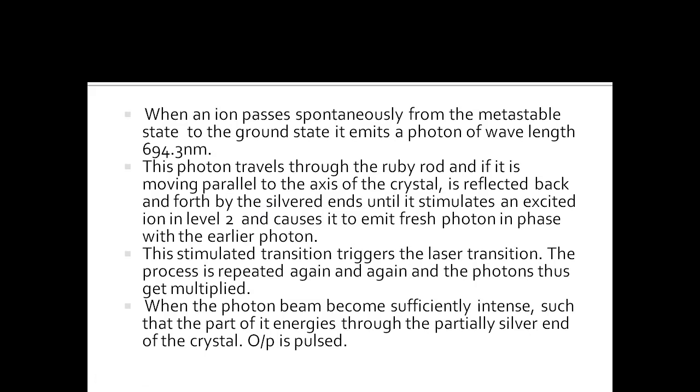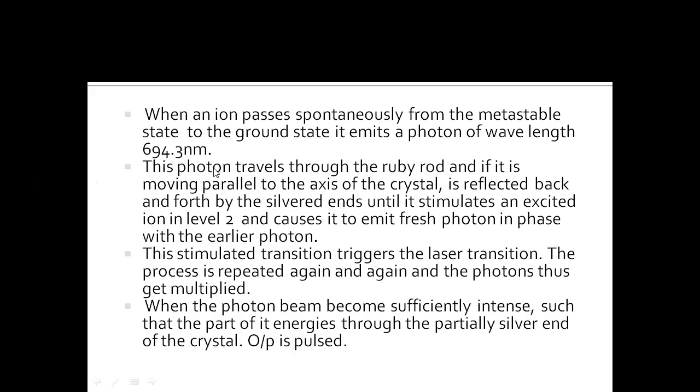When the ions from this E2 energy level pass spontaneously, one photon will be released. That photon, by colliding with the partially reflecting mirror and fully reflecting mirror, at some point will interact with the atoms present in the second energy level, causing them to emit fresh photons in phase with the earlier one, which is a stimulated emission transition.